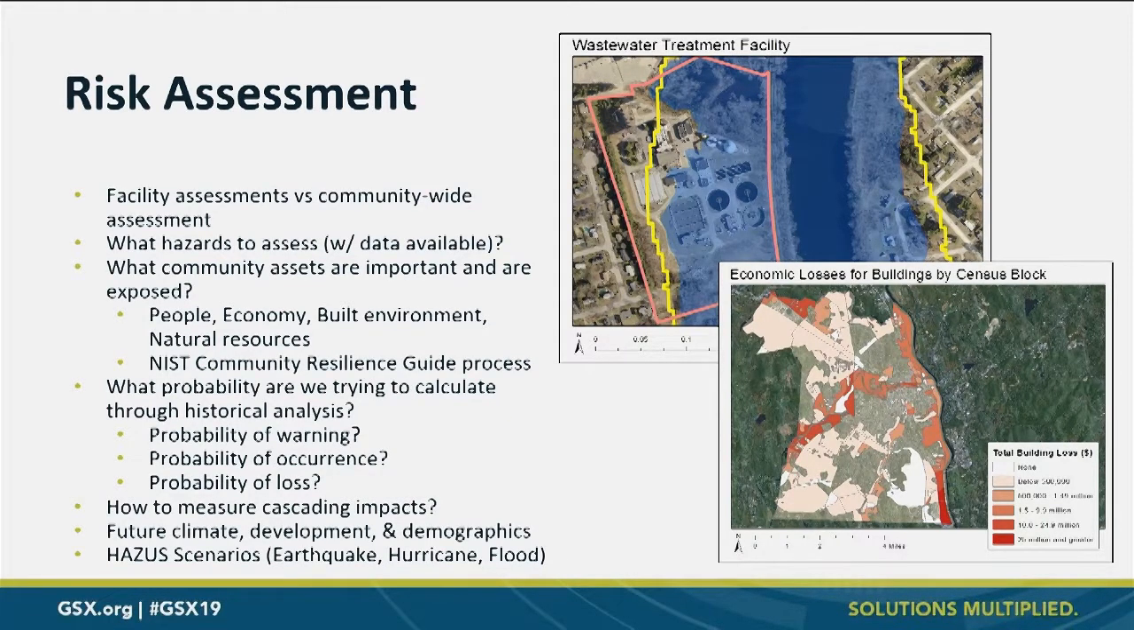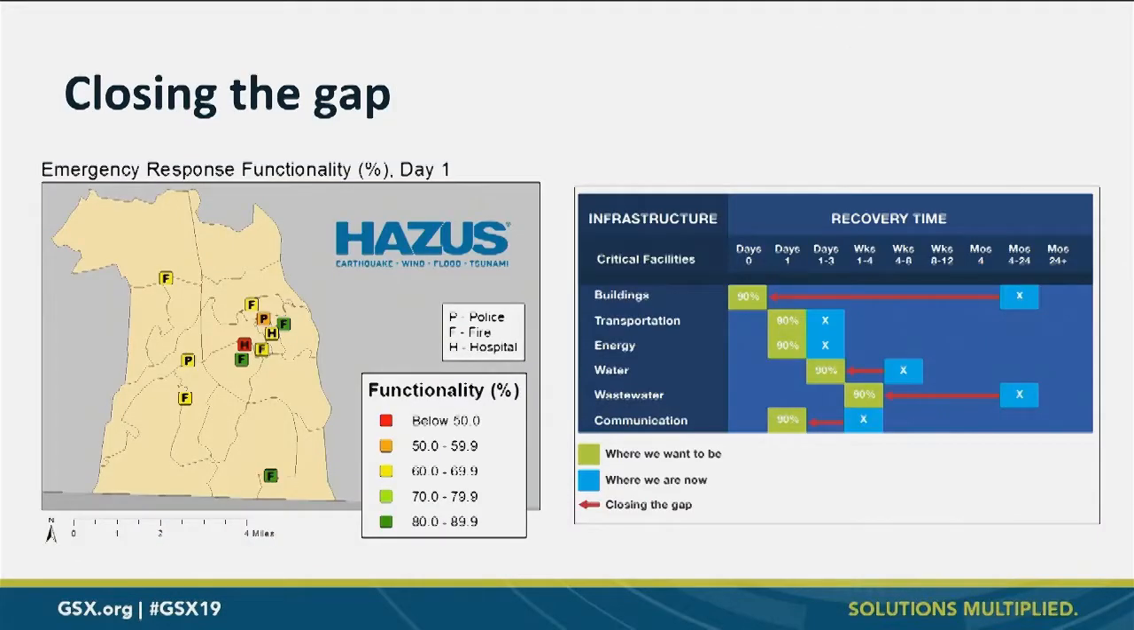You can see in the map there on the right, economic losses for buildings by census block. That's one of the reports that'll come out of HAZUS, and you can see some of the areas of dark red. Those are some of the retail corridors that I had mentioned earlier. So it helped us to understand the impacts to some of our significant economic drivers within the city. But this was a big part of it, and it actually took the longest out of our entire process.